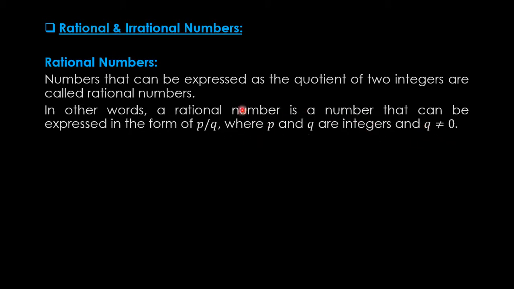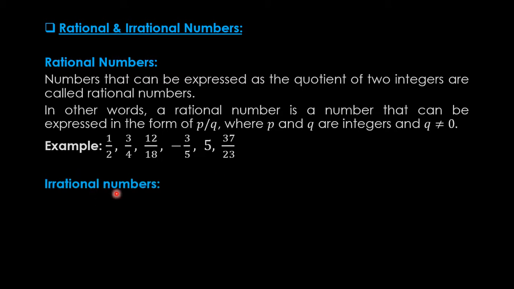So any number that can be expressed in this form, p over q, where p and q are integers and q not equal to 0, is a rational number. For example, 1 over 2, 3 over 4, 12 over 18, -3 over 5, 37 over 23. What are irrational numbers?